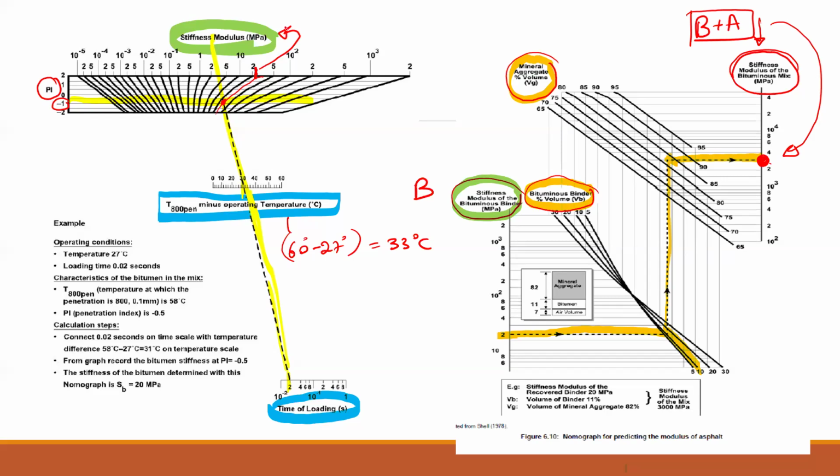Okay, so now you know how to use the chart, and now we are going to use our numbers to find out our one. Okay, so let's see what these ones are here.